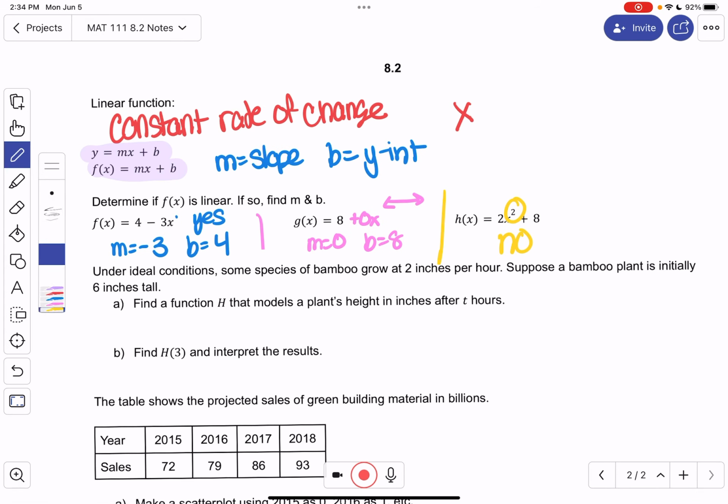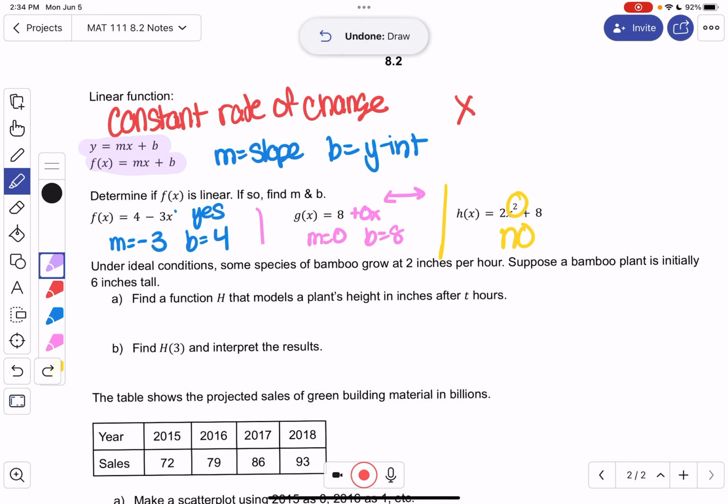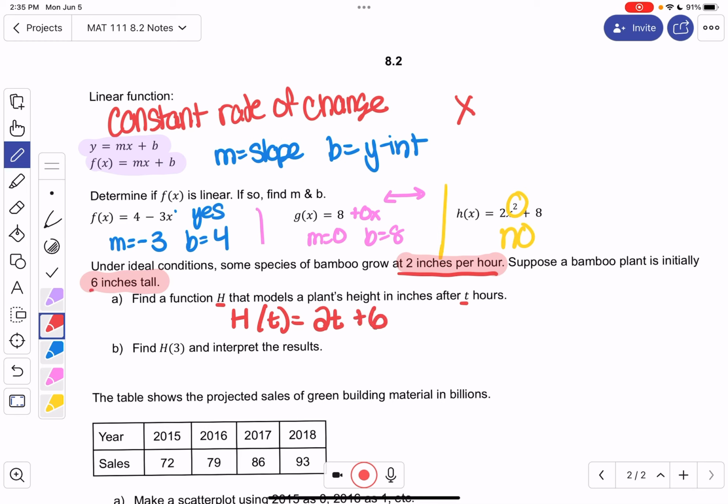Under ideal conditions, some species of bamboo can grow at a rate of 2 inches per hour, and suppose a bamboo plant is initially 6 inches tall. Find a function that models the plant's height. So our function is h because they tell us that, and instead of x, we're going to use t. Now our slope is the constant rate of change, so this would be 2 inches per hour. So that's going to be our x, 2x. And then we're initially 6 inches tall, so we would add 6.